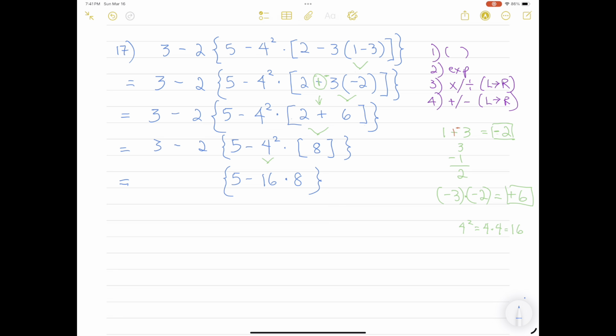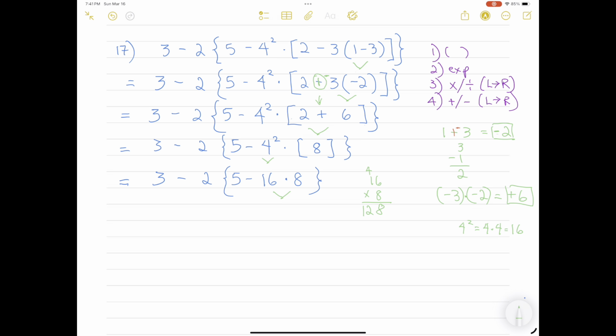And you see why it's important to include spaces between your numbers and symbols, so that as you simplify, going from line to line, you can see clearly what needs to be written and done. So now within the braces, I have 16 times 8, which must be simplified before the subtraction.